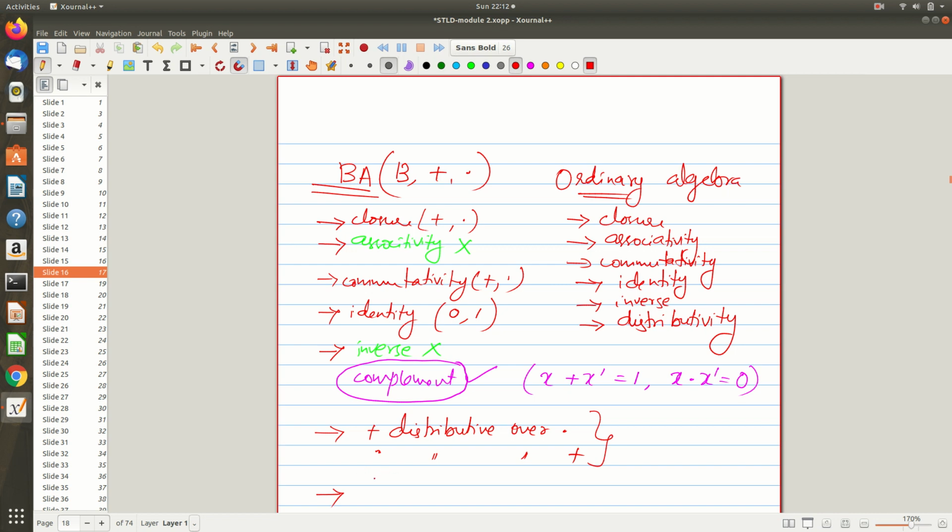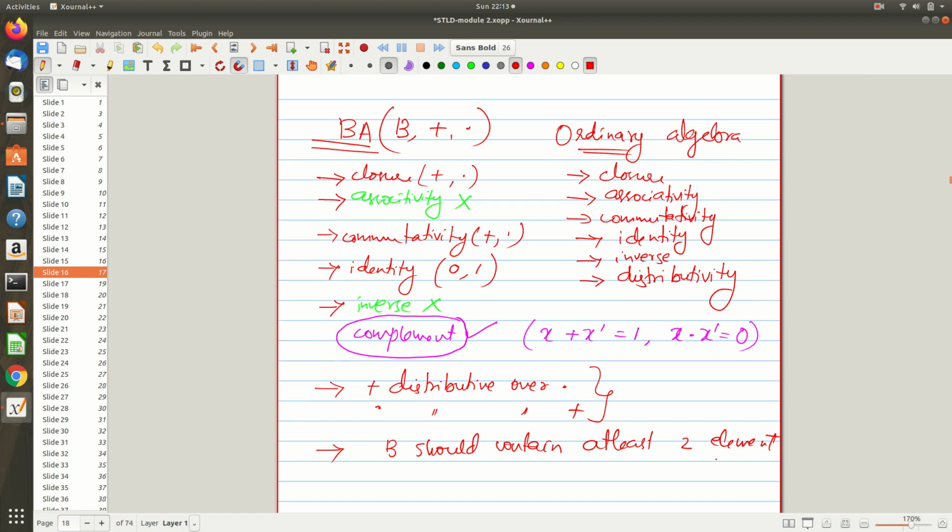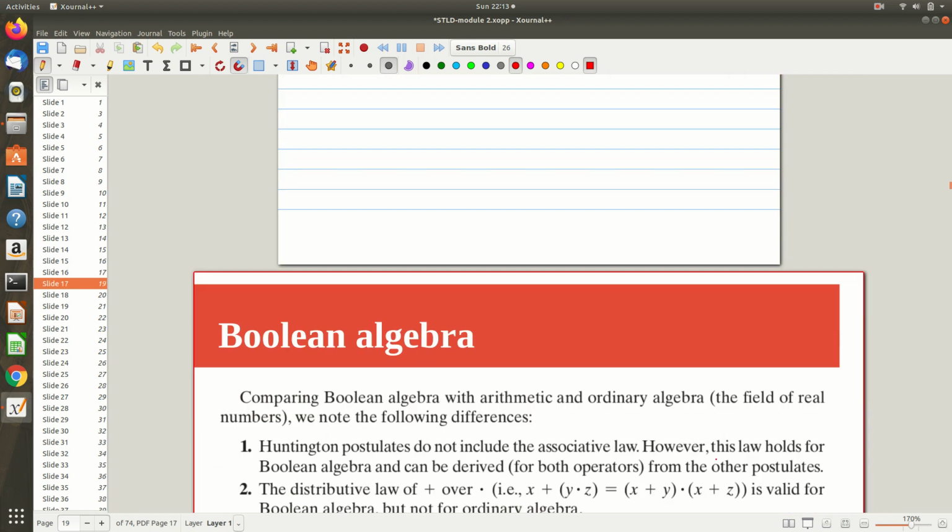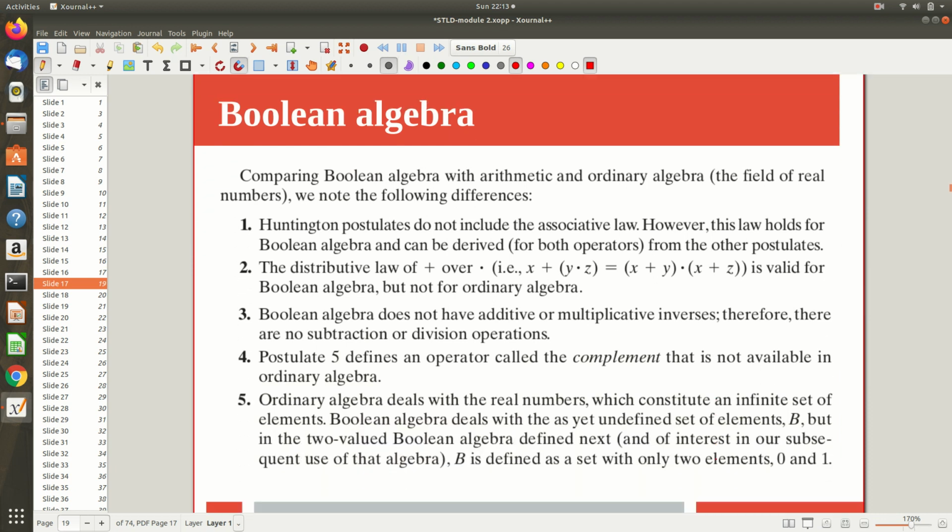Okay, that about it. And we have a requirement for this B: B should contain at least 2 elements, right? At least 2 elements. In ordinary algebra, we don't have such a restriction. Even a single element is fine, and it can go up to an infinite number of elements. Here also it can go up to an infinite number of elements, but a minimum of 2 elements is expected for Boolean algebra.